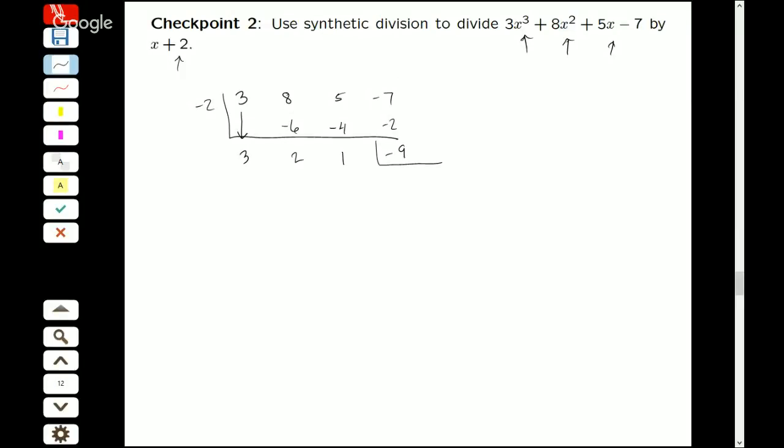So what is our answer? We're going to have a 1 plus a 2x plus a 3x squared, and then plus a negative 9 over x plus 2. You guys understand the process for synthetic division. Synthetic division is going to be your best friend, and we're going to use it extensively when we get to section 2.5. In 2.4, we're going to be doing complex numbers, so we'll take a break from synthetic division.